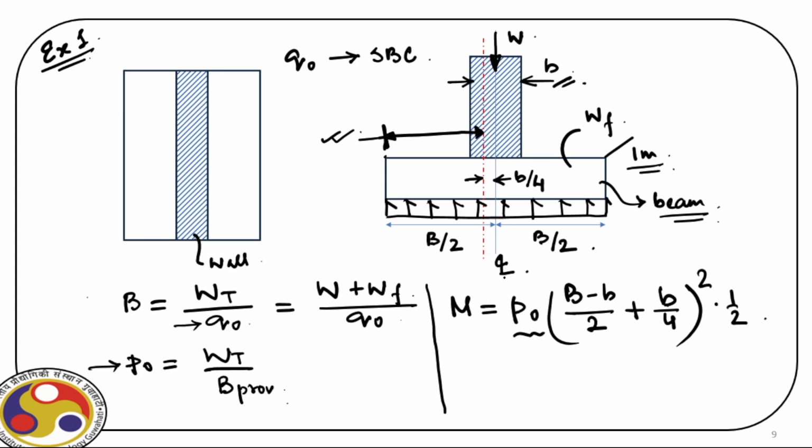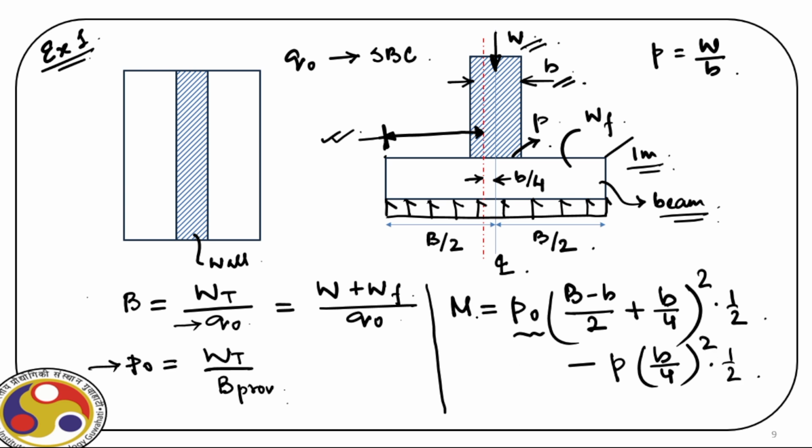Now, there is another pressure acting in the reverse direction. So this W, if we draw the pressure developed at this surface, say P, so P is equal to W by B. So that will act in the reverse direction. So minus P times B by 4, that is the distance, whole square, by 1 by 2. So that is the net bending moment acting at this section.